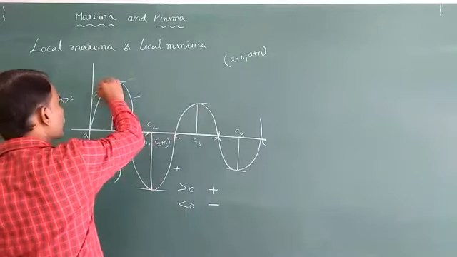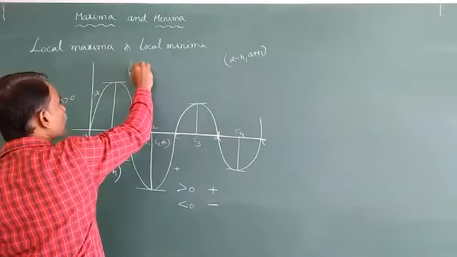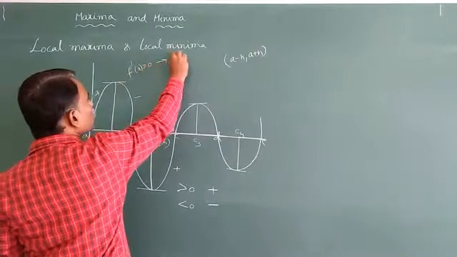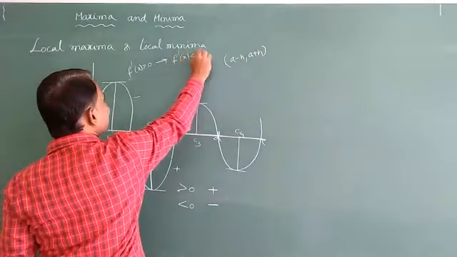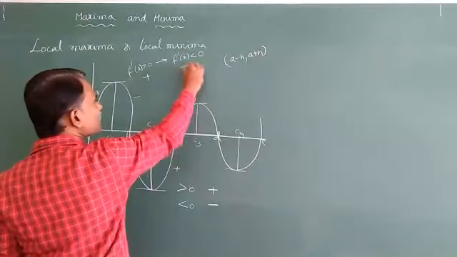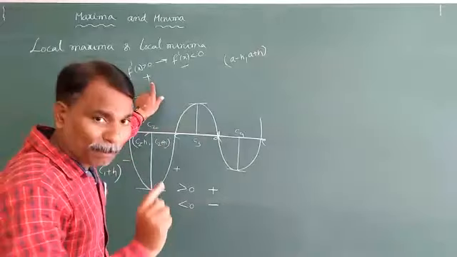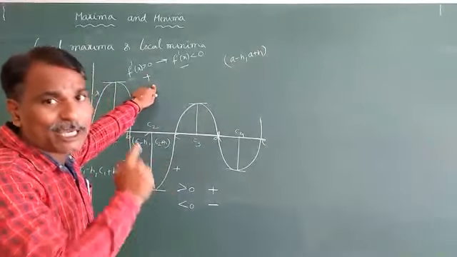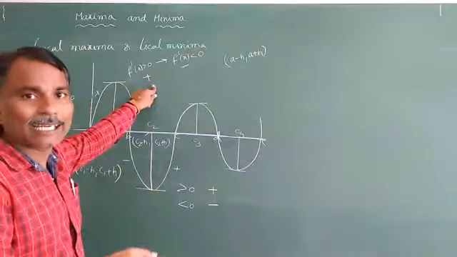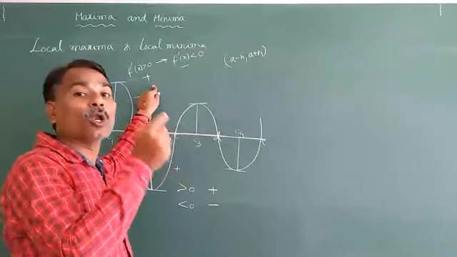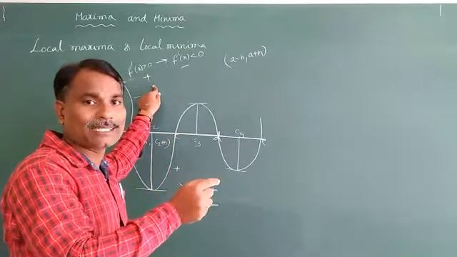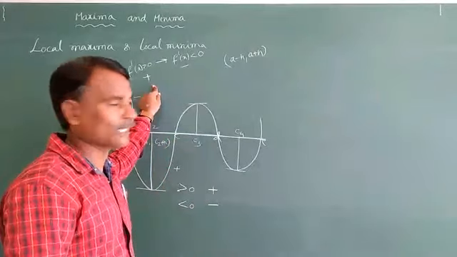That means generally this part we can write it as f dash of x is greater than 0, f dash of x less than 0, which means this indicates plus and this indicates minus. The plus sign changing into minus, at that time you will get the local maxima point and the local maximum value also.